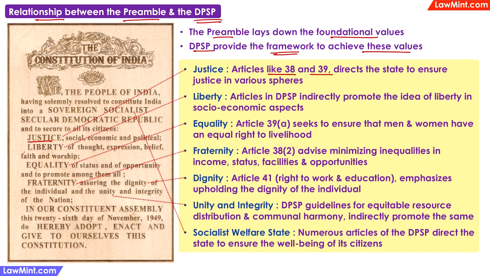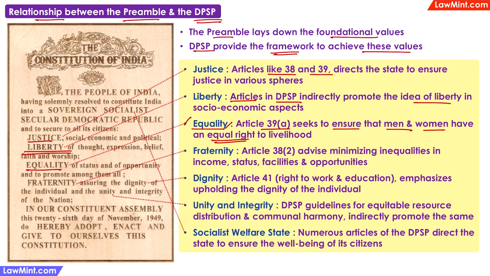The preamble emphasizes or gives importance to the liberty of thought, expression, belief, faith and worship. And articles in the directive principles indirectly promote the idea of liberty in both social and economic aspects. Both the preamble and the directive principles emphasize the principle of equality. For example, Article 39A mandates that the state should ensure both men and women have equal right to livelihood.